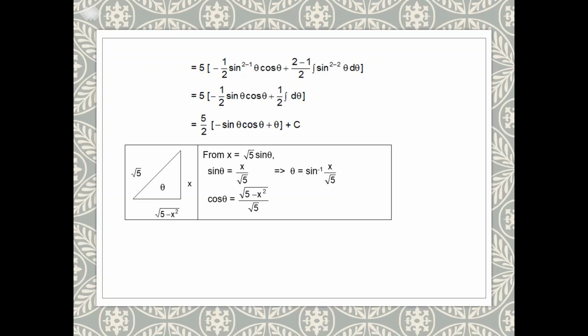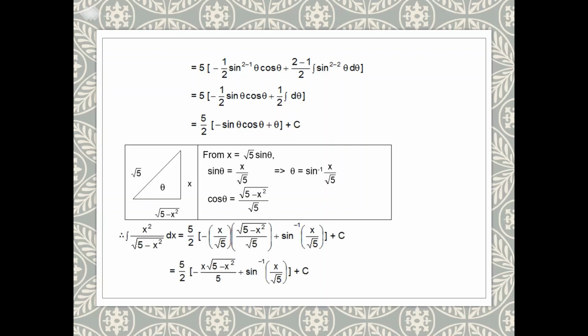From theorem Pythagoras, the adjacent is given by the square root of 5 minus x squared. In addition, cos theta, which is equal to adjacent over the hypotenuse, is given by square root of 5 minus x squared over square root 5. Isolating for theta gives the answer for theta is equal to the arcsine of x over square root 5. Substitute the information accordingly into the answer and simplify. You should be able to obtain the following answer in terms of x.